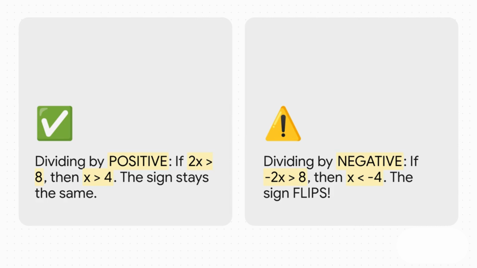Pretty standard. And notice the greater than sign doesn't change at all. It just stays put. No drama. Okay, but now look at the right side. To get x by itself, we have to divide by a negative 2. And the second we do that, bam! That greater than sign flips right around and becomes less than. That, my friends, is the golden rule doing its thing.